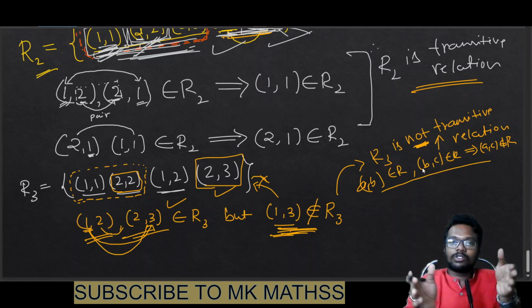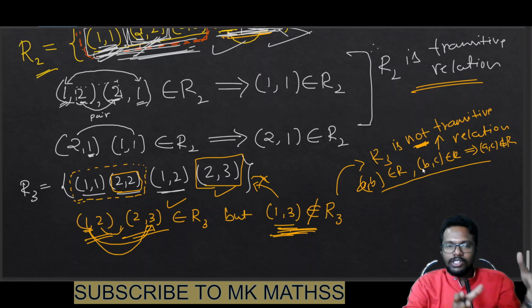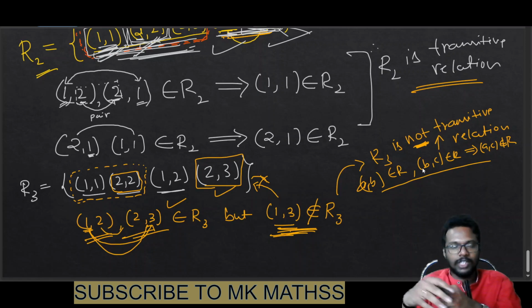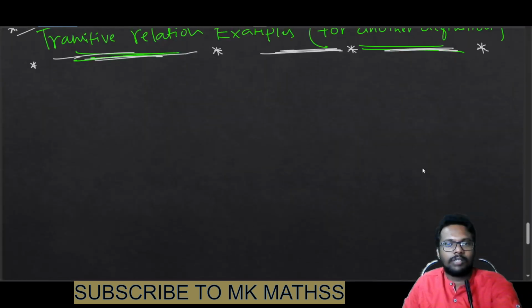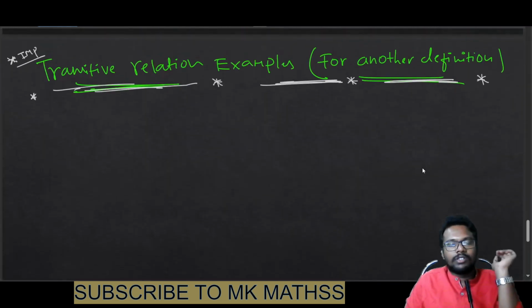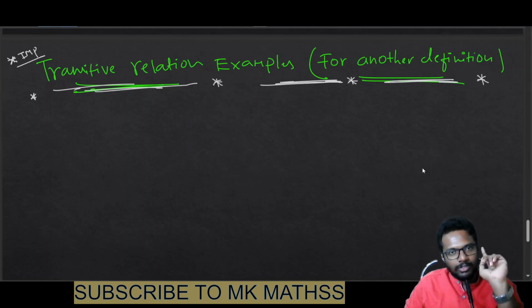I hope you have understood how a given relation R satisfies the definition of transitive relation, and how the given example satisfies the definition of not transitive. Okay, there is one confusion part here, so let's move to that part. This transitive relation example is for another definition. In the previous video I mentioned another definition also. If you have not watched it, please check my description, where I have mentioned that previous video. Please go and watch that video. Then definitely you are going to understand this definition also.